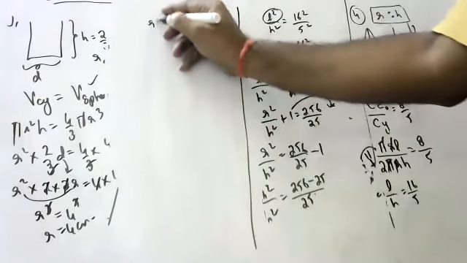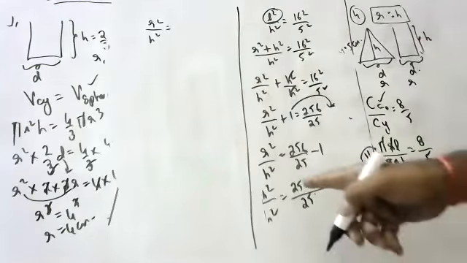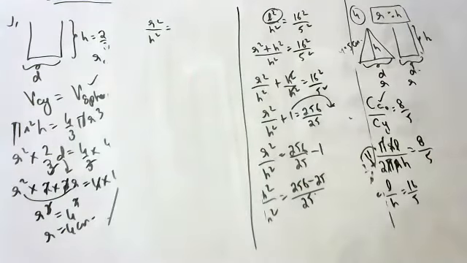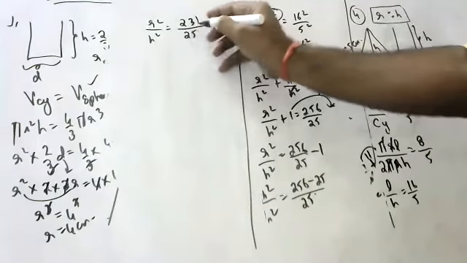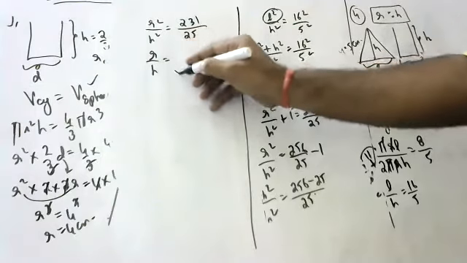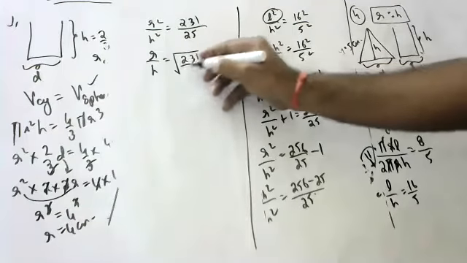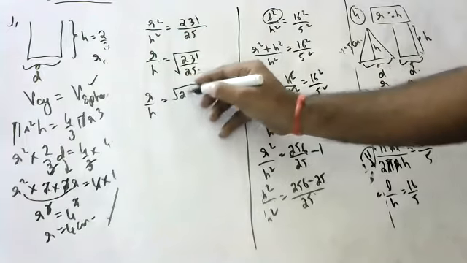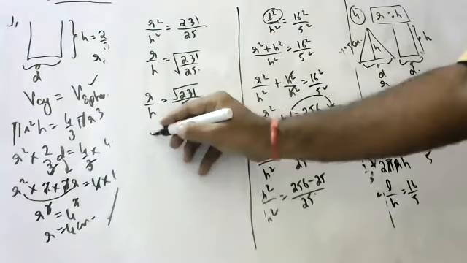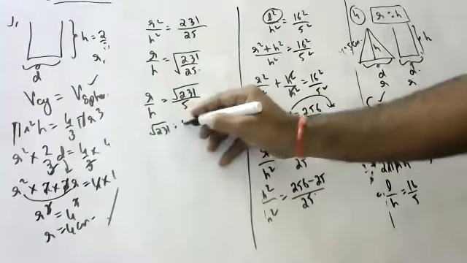So R square by H square is, 256 minus 25 is how much? 231. So 231 by 25. So R by H is how much? Root 231 by root 25, which is 5. So the ratio is root 231 is to 5.